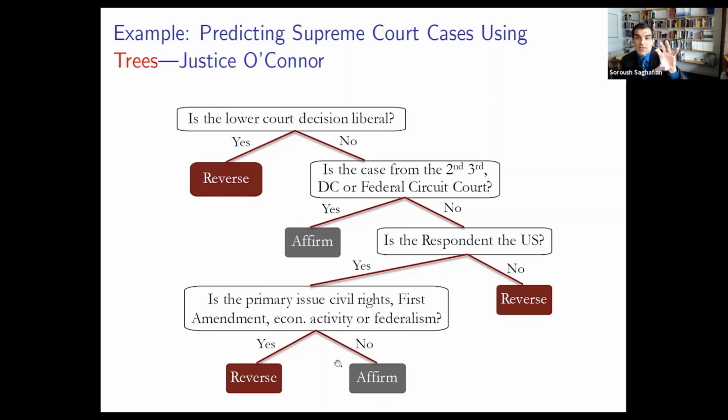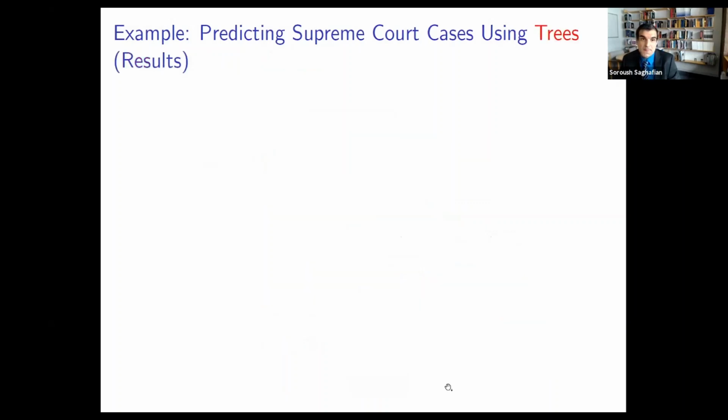Now, in terms of interpretability, this is amazing because you can show this to any policymaker and any person involved, and they would get it. They would understand it. This is very understandable by non-experts.